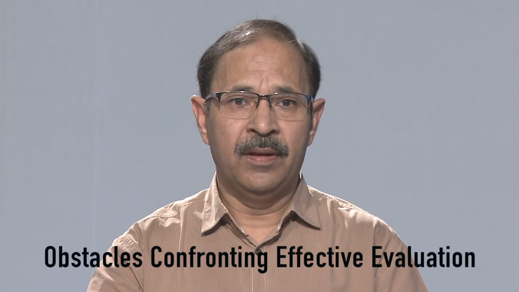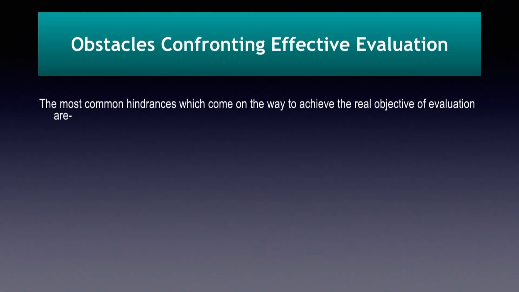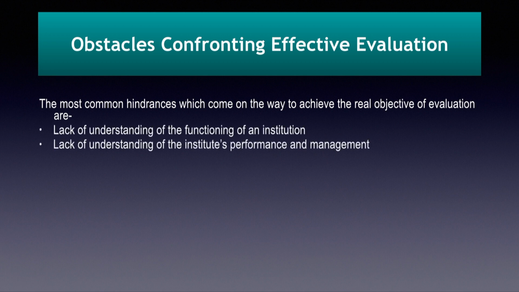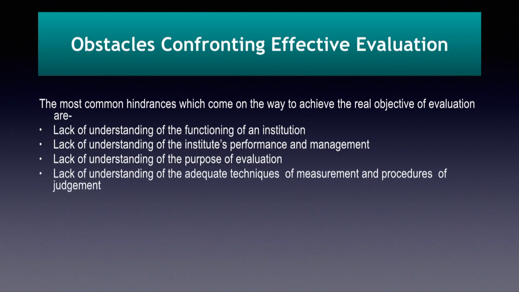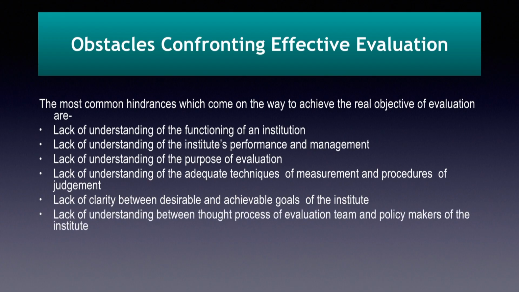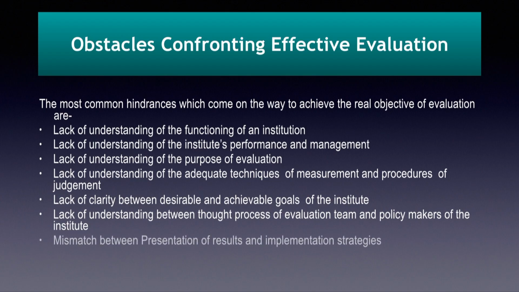There are some obstacles which affect the evaluation. These are part and parcel of every institution. The most common hindrances which come on the way to achieve the real objective of evaluation are lack of understanding of the functioning of an institution, lack of understanding of the institute's performance and management, lack of understanding of the purpose of evaluation, lack of understanding of the adequate techniques of measurement and procedures of judgment, lack of clarity between the desirable and achievable goals of the institute, lack of understanding between the thought process of the evaluation team and policymakers of the institute, and mismatch between presentation of results and implementation strategies. These are some of the hindrances to the evaluation.